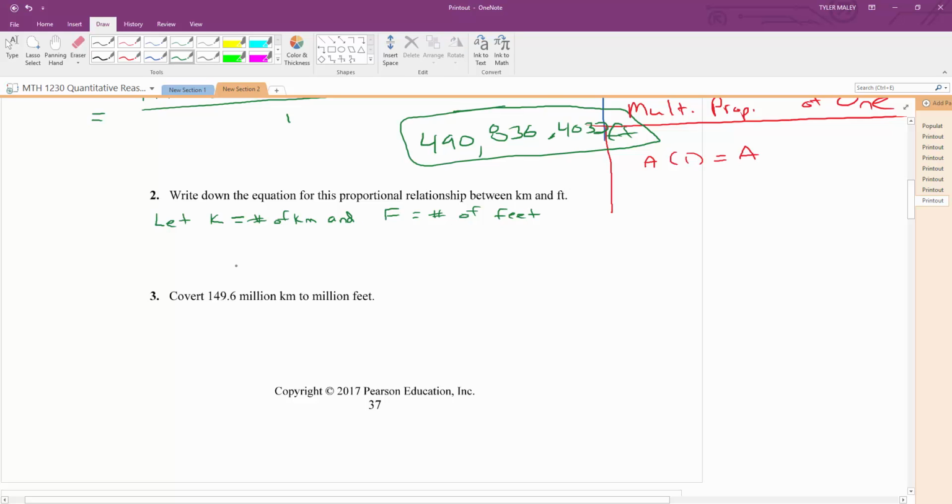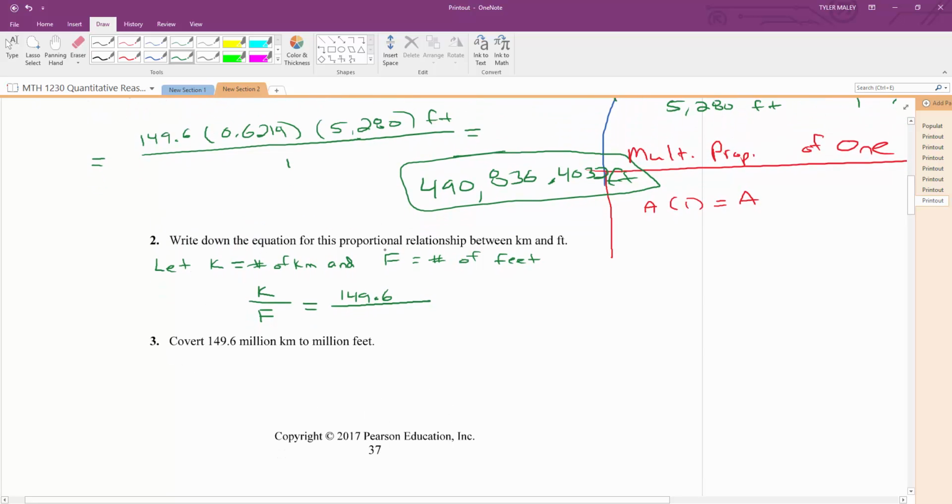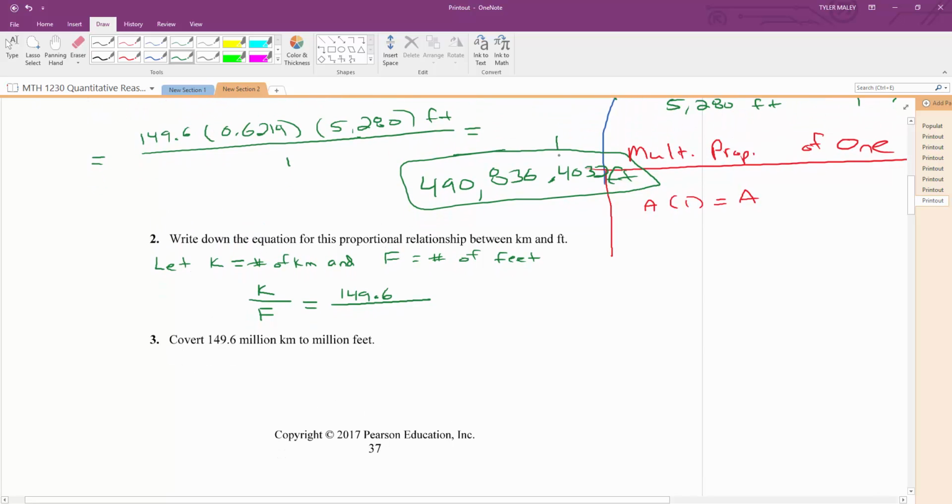All right. So if we do this, what would we get going from kilometers to feet? So we could do K over F, kilometers to feet, equals, and then if we use the information from above, we know that there was 149.6 kilometers. And then if we go ahead and just round this to the nearest tenth, so 1 decimal place, we would have 490,836.4 feet. So this could be a setup of a proportion.